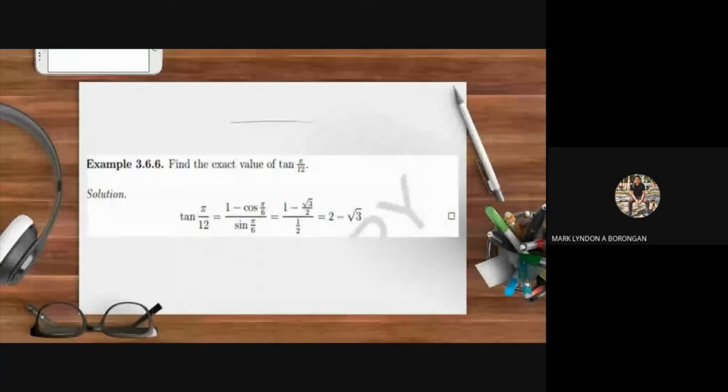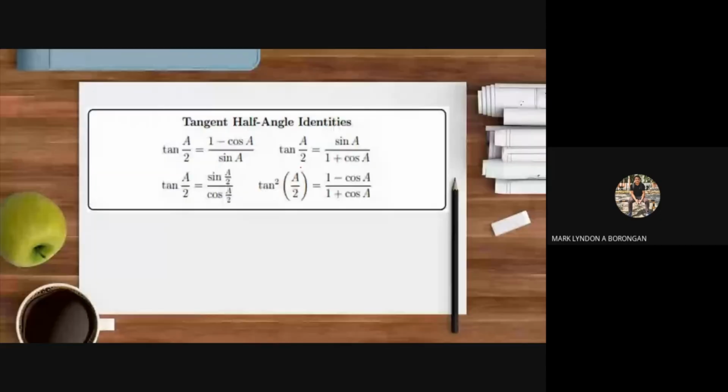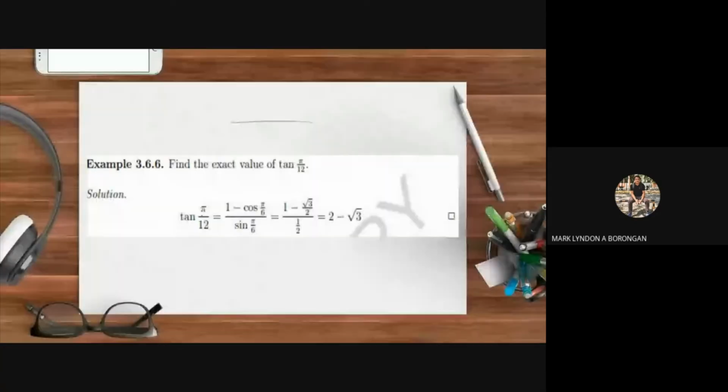Find the exact value of tangent of pi over 12. For the tangent of pi over 12, we will use this formula. Since pi over 12 is half of pi over 6, we will input it.